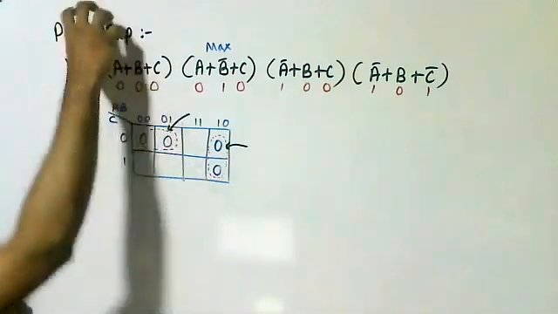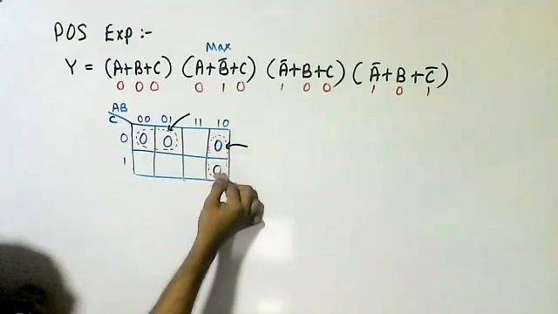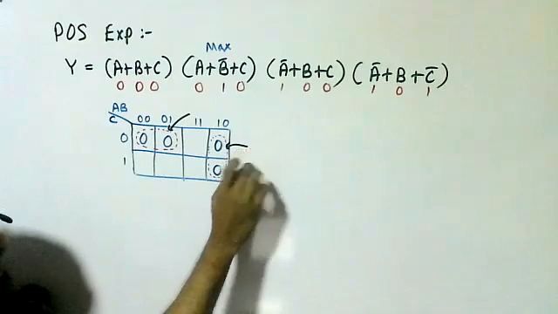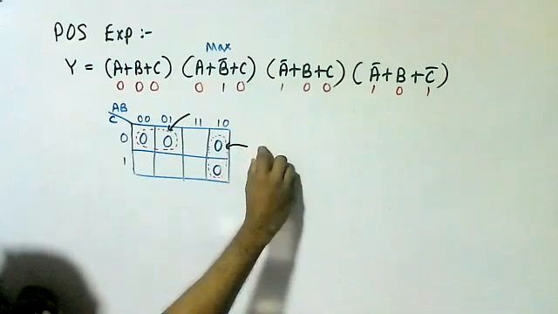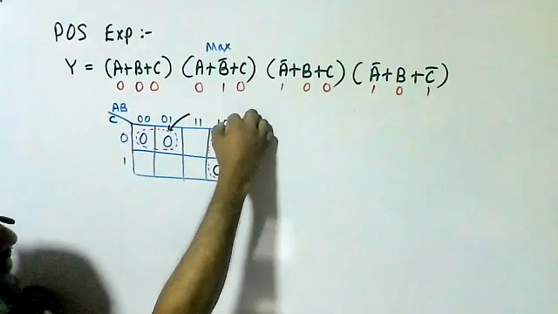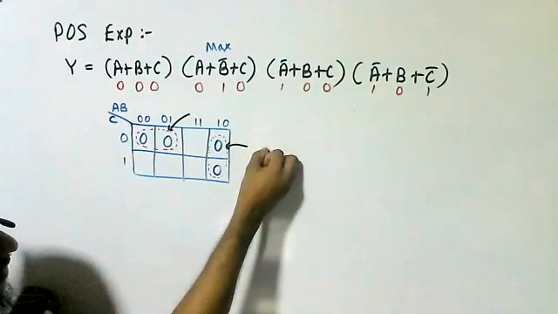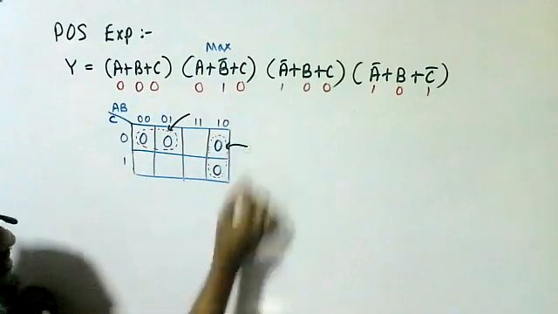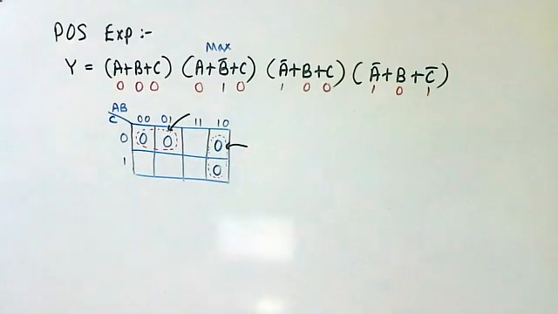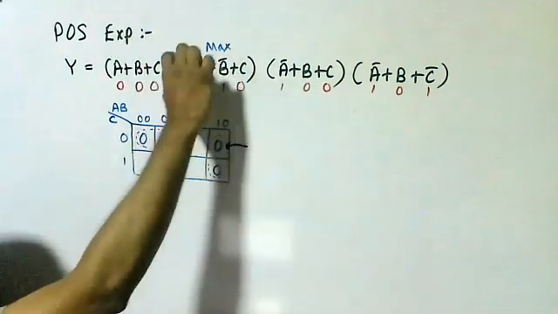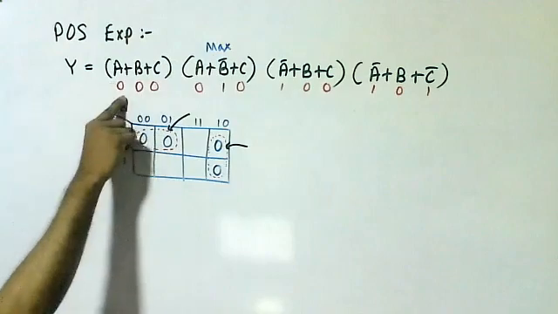Here in the SOP expression, we marked ones. So we grouped ones, and while we are simplifying it, if a variable got 1, we take it as A. If a variable got 0, we take it as A bar, that means the complement of that variable. But here we are using the reverse method. Here also we used the reverse method. That means A means 0.